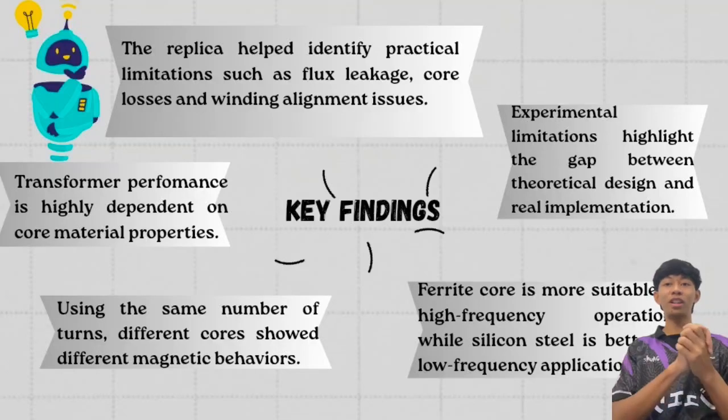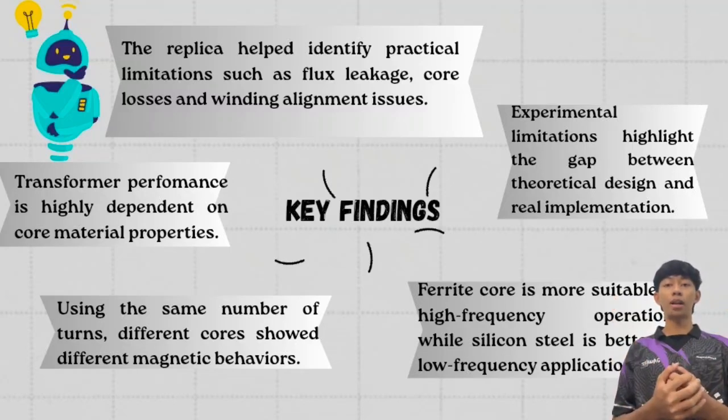Okay, now for the key findings slide. First, we found that transformer performance is highly dependent on the properties of the core material. Even when we use the same number of turns for all replicas, each core shows different magnetic behavior, such as flux flow and energy loss.